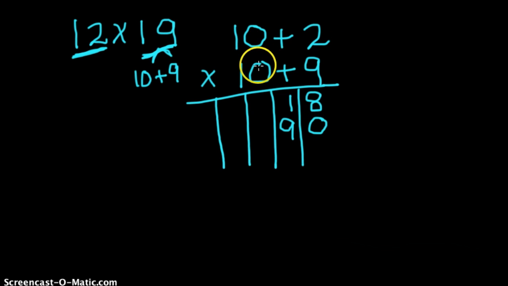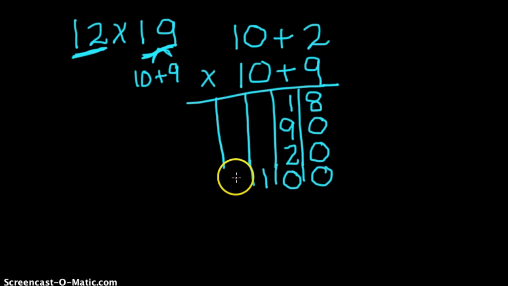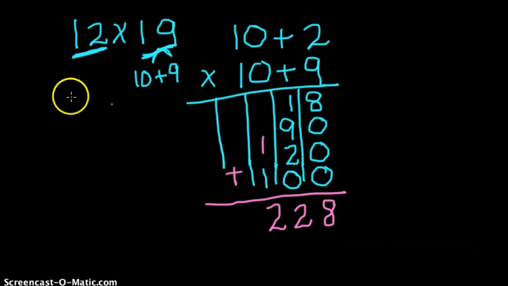My next section is going to be 10 times 2, and I know that that is 20, so I'm going to write that in here. 20. And then finally, 10 times 10, which I know is 100. Then all that's left for me to do is to add all of my partial products together. There's 8. There's a group of 10 right here, plus 2 more. Carry my 1. And there's my final product, 228.